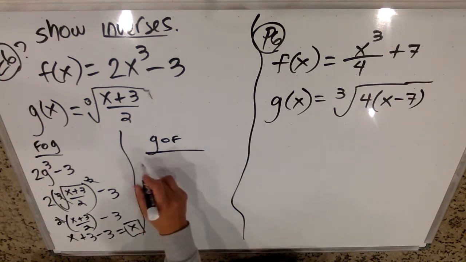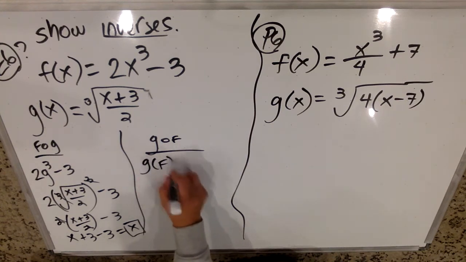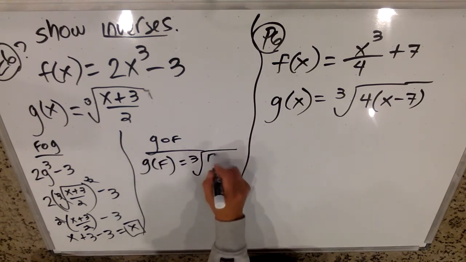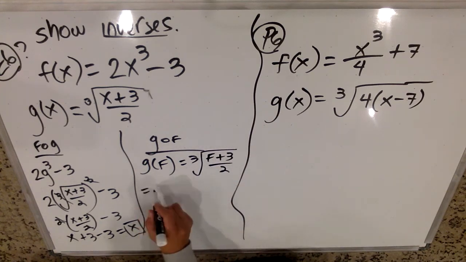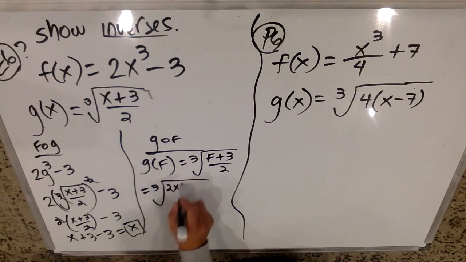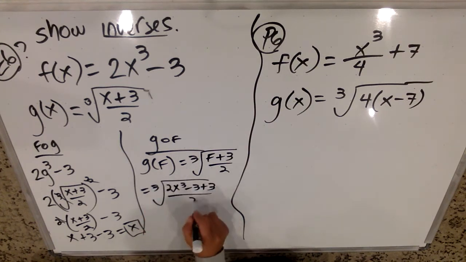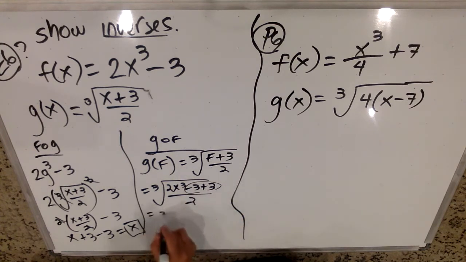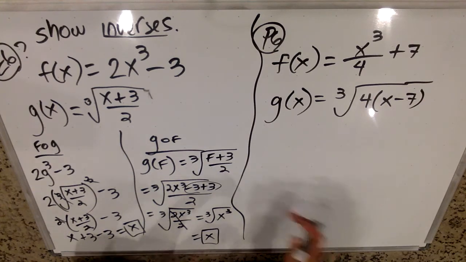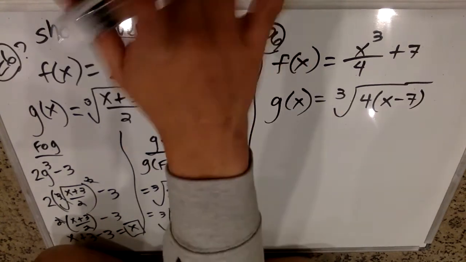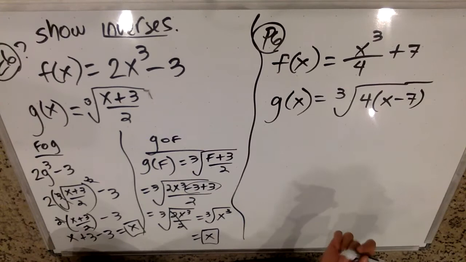If I do it in the other direction, g of f is going to be the cube root of f plus 3 all over 2, right? So that's going to be the cube root of 2x cubed minus 3 plus 3 all over 2. The minus 3 plus 3 sums to 0, so I get that this is the cube root of 2x cubed over 2. The 2's cancel. The cube root of x cubed just gives me my x, so they are inverses, right? Again, just worth showing that f and g are inverses if when you compose the functions, you get x back in both directions. All right, so I'm going to go ahead and do this one too.